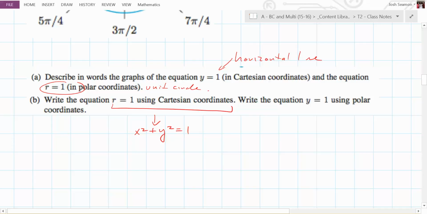And where does that come from? Well, we know r is equal to the square root of x squared plus y squared, as we stated, right? So what does r squared equal? X squared plus y squared. So if r is always 1, what do we have? Oh, there it is. Now here's where it gets even more fun.